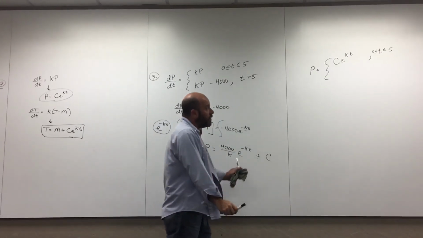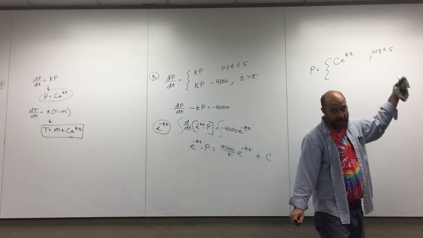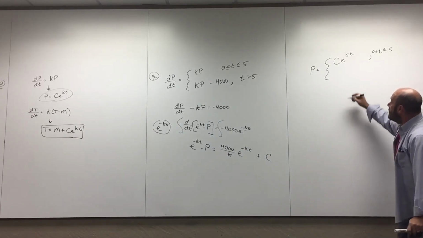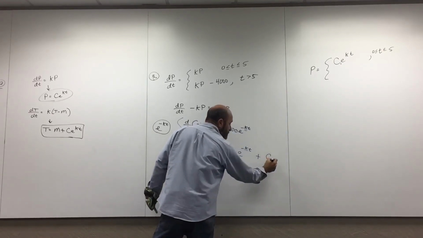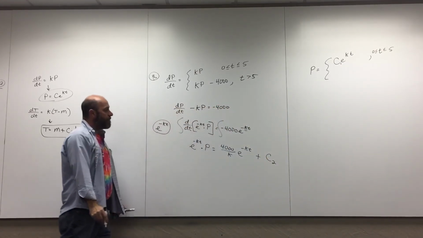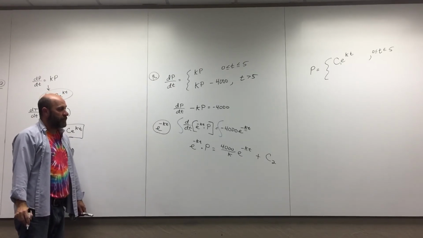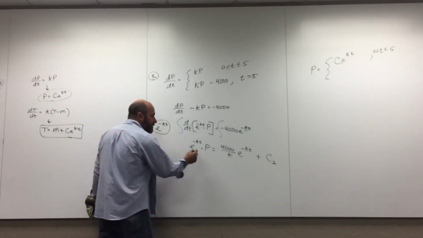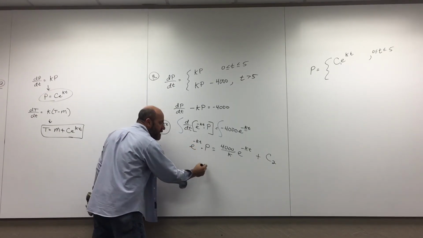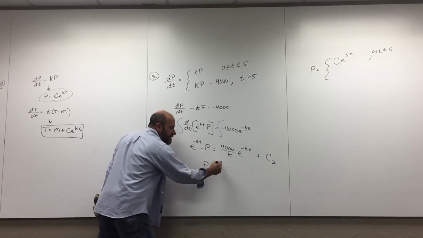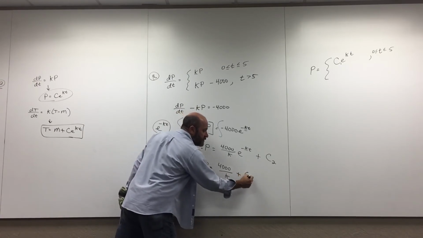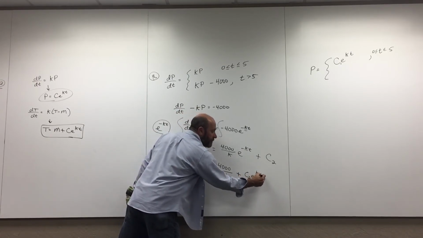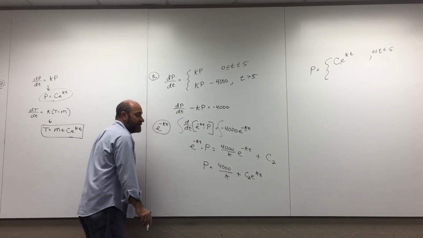Excuse me a second. There was a C in the top piece of this piecewise DE. So I'm going to call him C1, and I'll call this one C2. Hey, we're almost done. Divide by this e to the negative kt, and the population is 4,000 over k plus C2 e to the kt. Yeah, that's good.